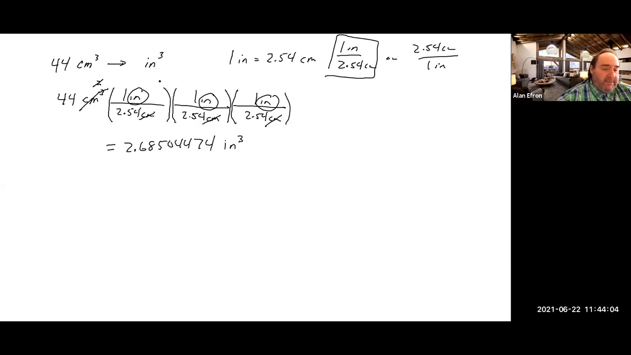Sig fig wise, conversion factor, don't have to worry about it. Conversion factor, don't have to worry about it. Conversion factor, really don't have to worry about it. That means, like we talked about before, my original number here has 2 significant figures, which means my answer should actually come to here. With that 8 being there, should round this to 2.7 cubic inches.